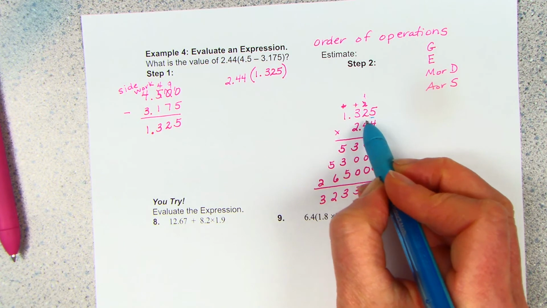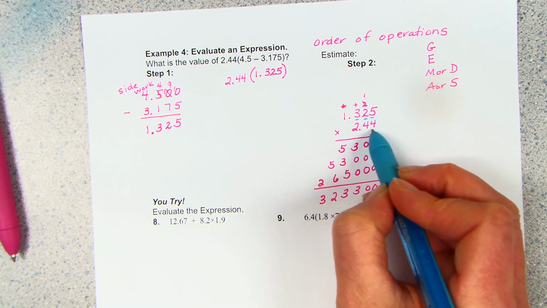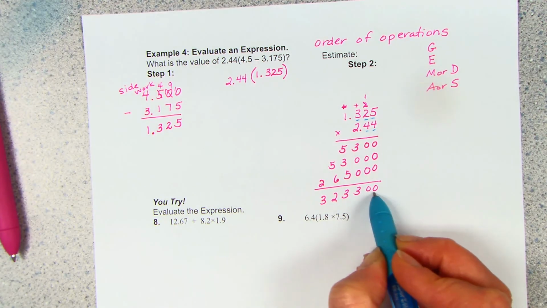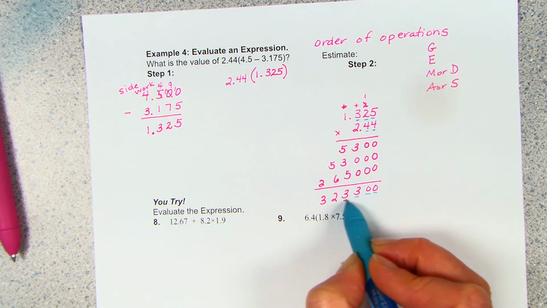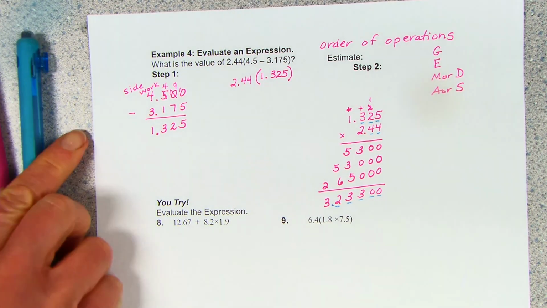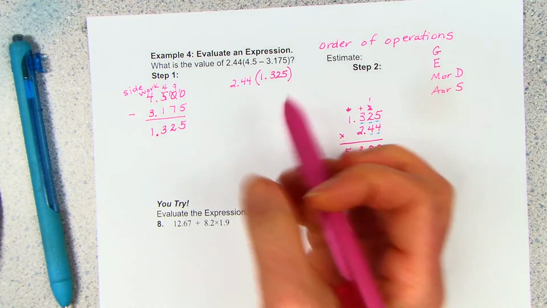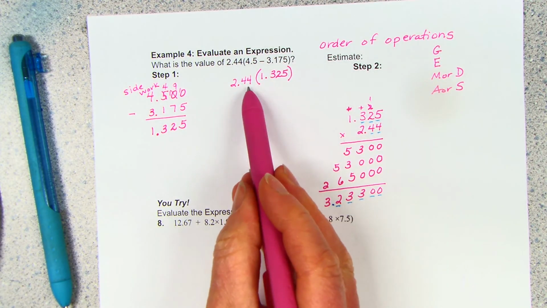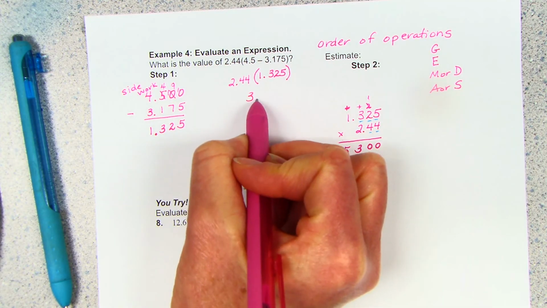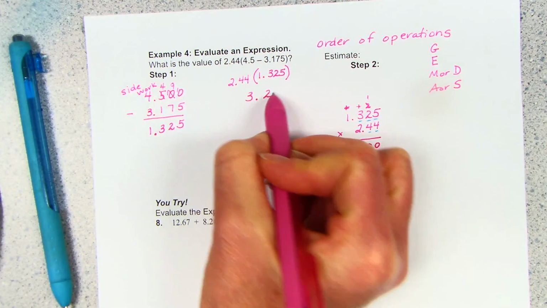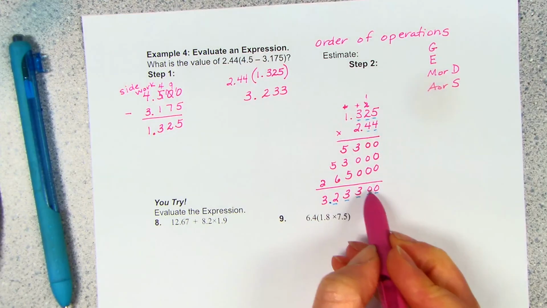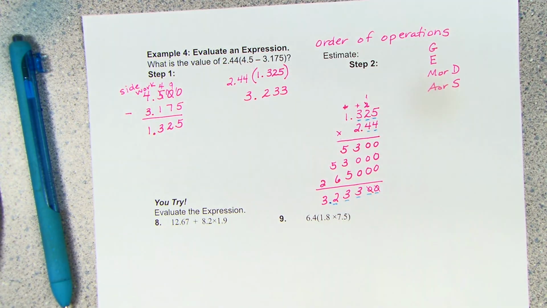So you've got 1, 2, 3, 4, 5. Starting from the right-hand side, 1, 2, 3, 4, 5, and your decimal goes right there. So 2 and 44 hundredths times 1 and 325 thousandths is 3 and 233 thousandths. You don't have to write down those 2 zeros because they're just stuck on at the end, right?